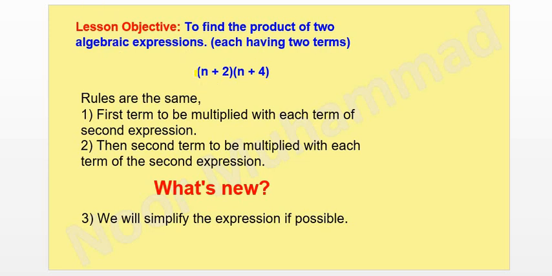So as you can see here in this example, we will be having questions like this. The first expression will have two terms and the second expression will have two terms. How are we going to multiply these? We will take the first term, this n, and multiply it with each term of the second bracket. Then we will take the second term, here 2n, and multiply it with each term of the second bracket, right?